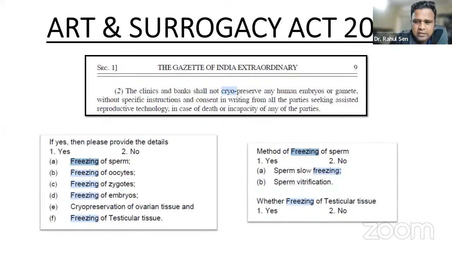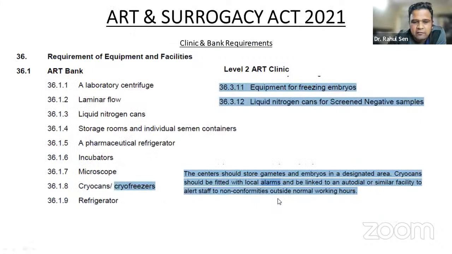Yeah, not only the consent part, I think it's starting from the registration. While registering the center, there have been a lot of questions regarding the freezing, whether we are freezing sperms or oocytes, embryos, testicular tissues. What is the technique? Now in the act it has been very specifically mentioned what type of gametes or embryos are being vitrified by which procedure, and whether we are doing it or not, we have to mention it.